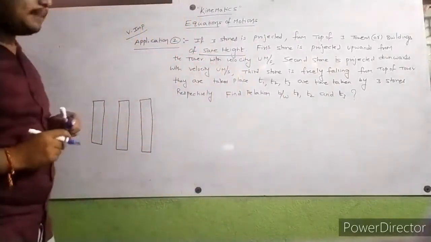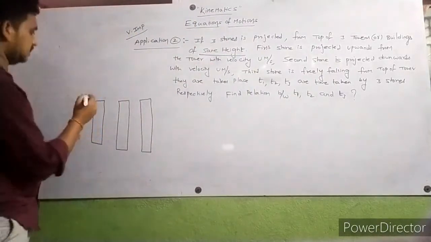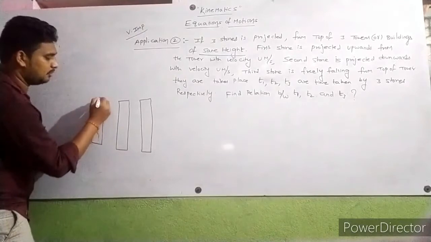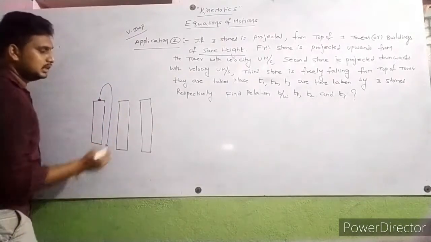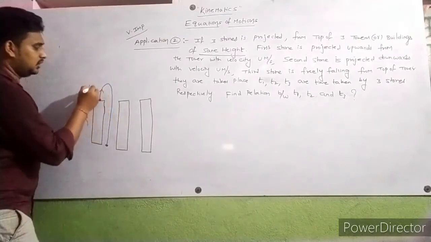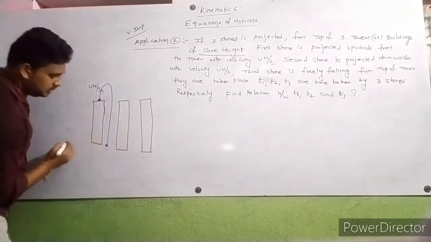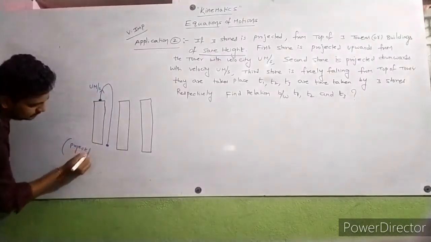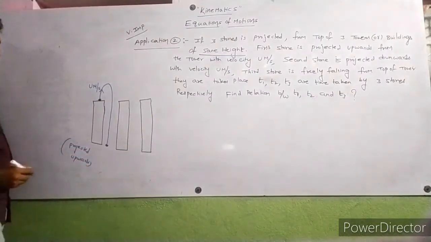Three towers of the same height. The first stone is projected upward from the top of the tower. It reaches here with u meters per second, projected upwards.